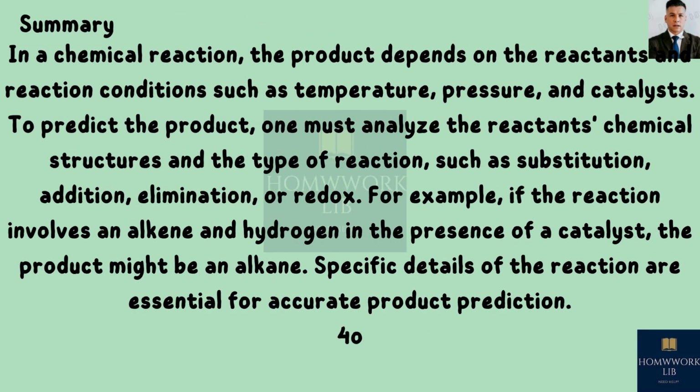In a chemical reaction, the product depends on the reactants and reaction conditions such as temperature, pressure, and catalysts. To predict the product, one must analyze the reactants' chemical structures and the type of reaction, such as substitution, addition, elimination, or redox. For example, if the reaction involves an alkene and hydrogen in the presence of a catalyst, the product might be an alkane. Specific details of the reaction are essential for accurate product prediction.